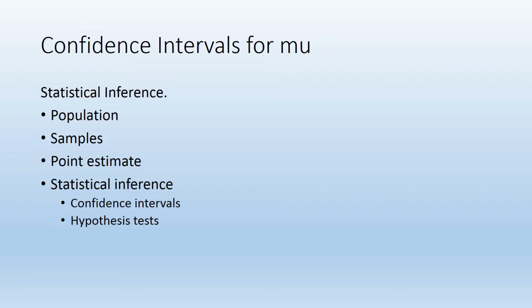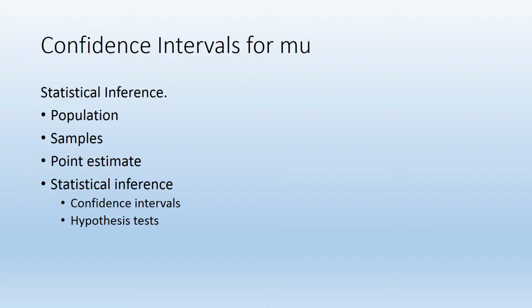In practice, it's not feasible to measure an entire population, so we take samples from the population and use the samples to estimate population values. This process is called statistical inference. The sample mean is called a point estimate of the population mean. We're going to be studying statistical inference for the rest of the class.